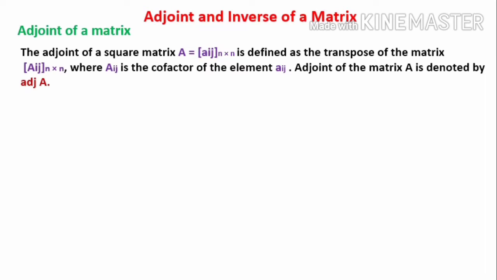Once again, first of all, you have to write down the given matrix, that is A = [aij] of order n by n. Small aij is a representation of the elements of a given matrix. Then we have to write the cofactors of all elements of this given matrix. After writing the cofactors, you have to write the transpose of that cofactor matrix. Then the transpose of the cofactor matrix is the adjoint of the matrix A, represented by adj A.